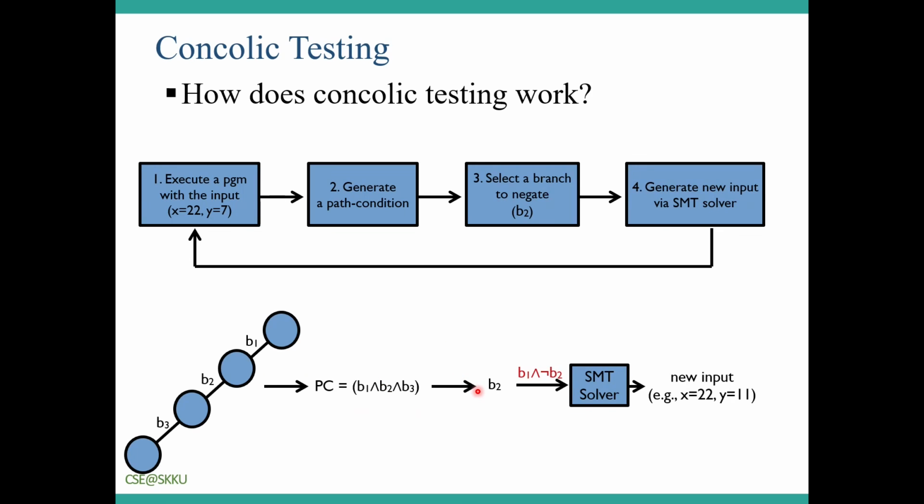Then we take the prefix of the path condition up to B2 and negate B2, highlighted in red, and feed this modified condition into the SMT solver, and the resulting path condition becomes the conjunction of B1 and not B2. So if this condition is satisfiable, the SMT solver generates a new input accordingly.